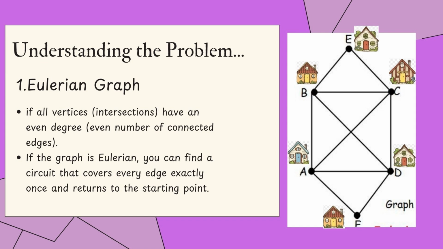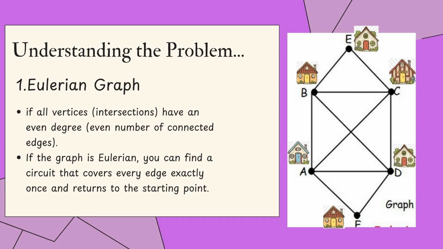Look at the map carefully. Here every vertex has an even number of streets connected to it. This graph has an Eulerian circuit, which means Mr. Lee can start and finish at the same place while covering every road exactly once.